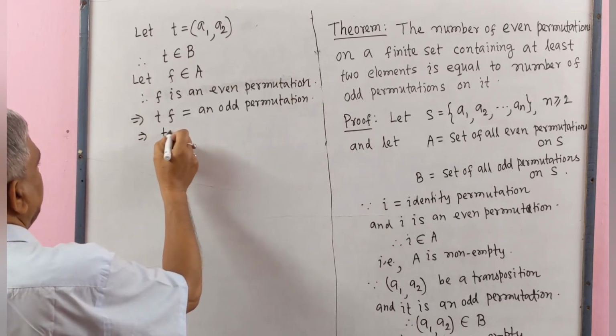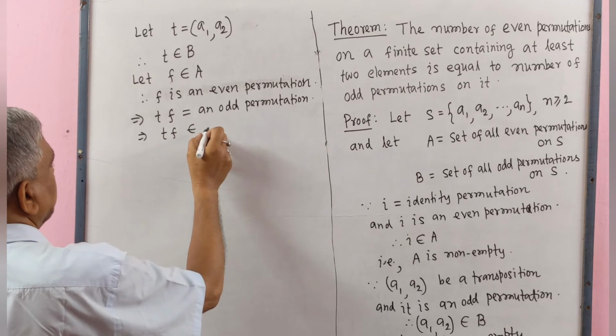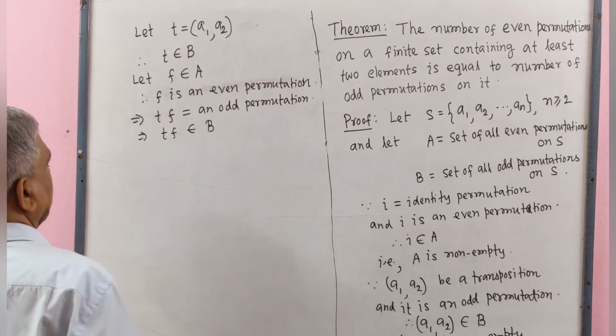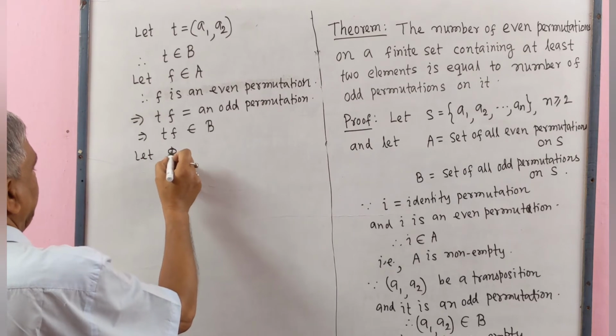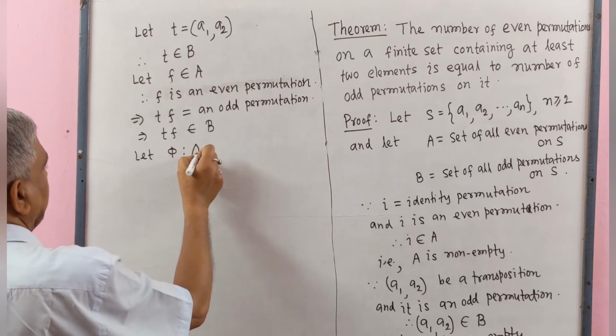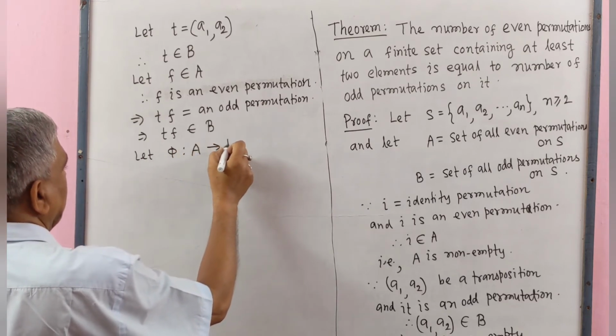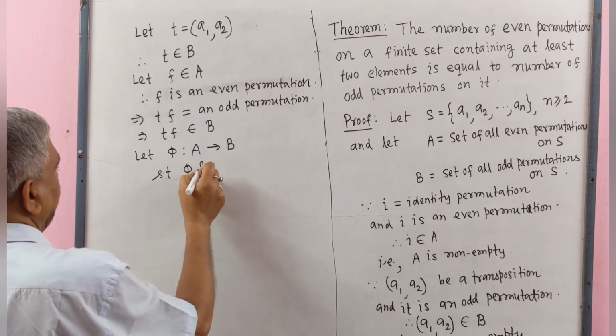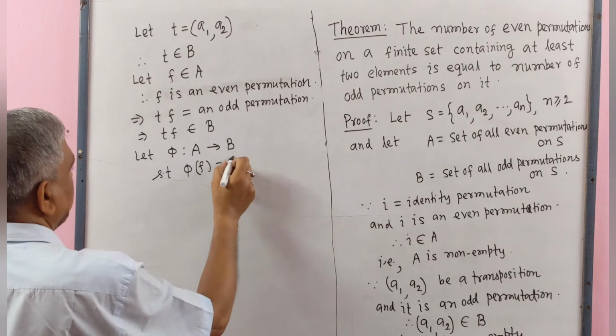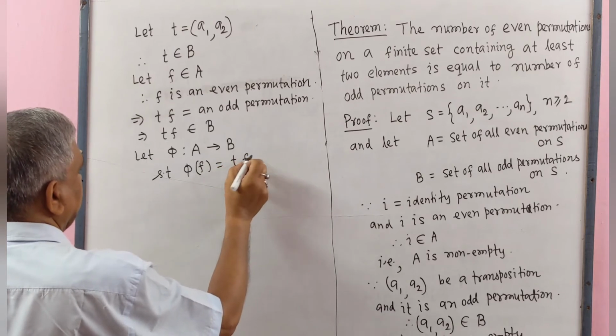This implies that TF belongs to B. Let phi be a mapping defined on A into B such that phi f equals TF.